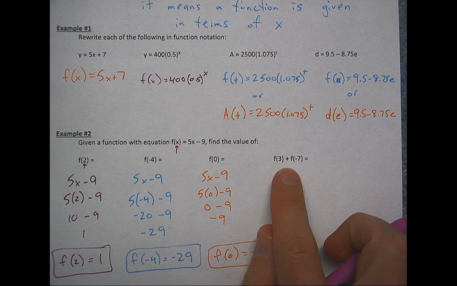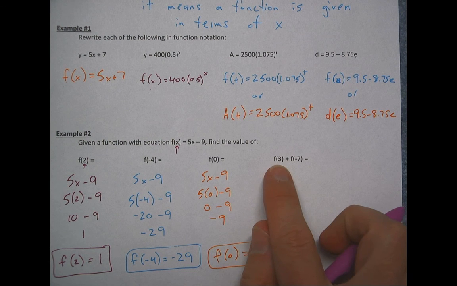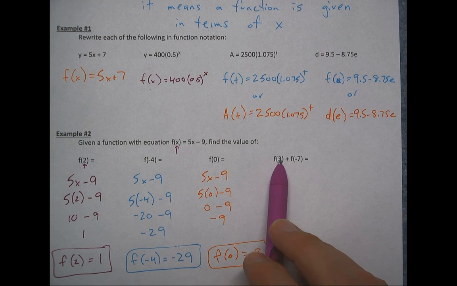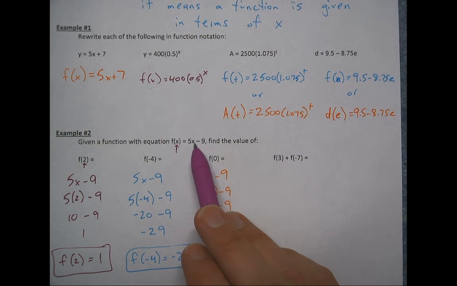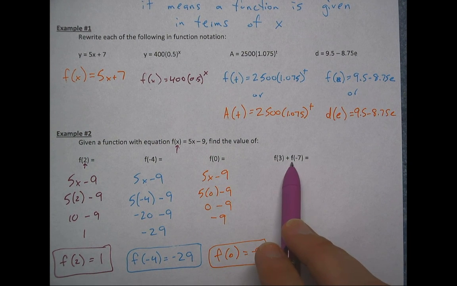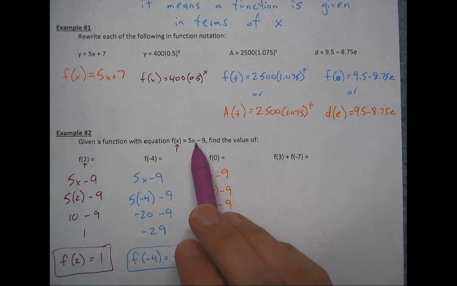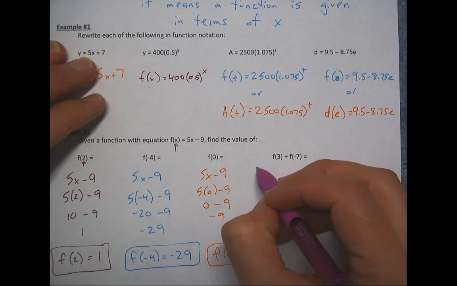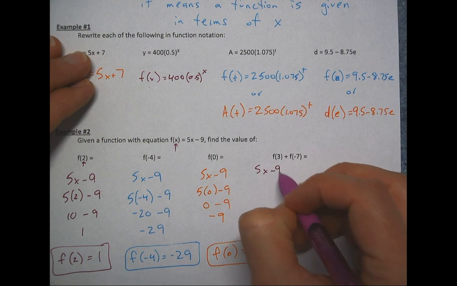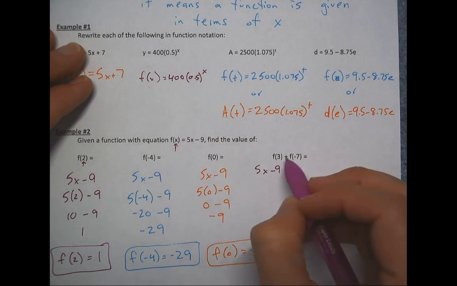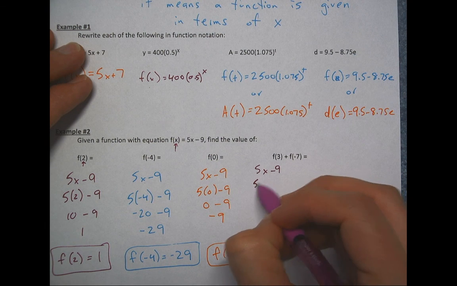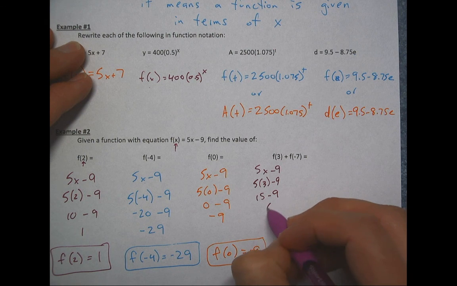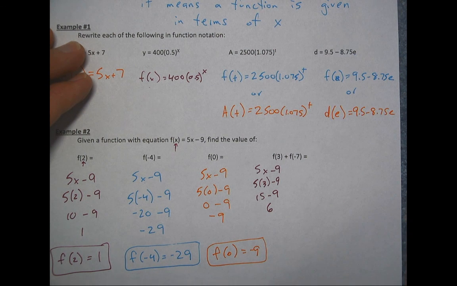All right, and now we can take it a step further. So now we're going to take the function of 3 plus the function of negative 7. Basically what you need to do is find the value of the function at 3, plugging in 3 and getting the answer. And then also find the value of the function at negative 7, plug it in and get the answer. And then you're going to add those two together. So let's start over here with this one. 5x minus 9 is the function, and we're going to plug in 3. So it's 15 minus 9. That's 6.